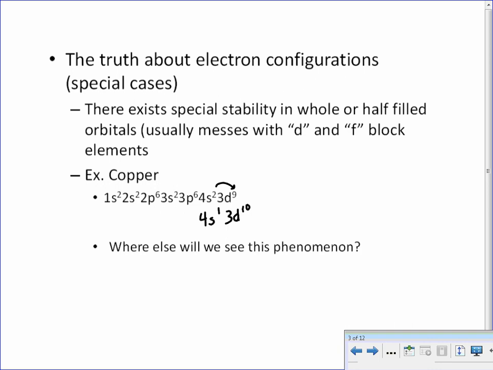So in the transition metals is really where this occurs, where if we have a scenario where an electron can move from the 4s, making it half filled, to the 3d, making it completely full, then that's going to do that rather than keeping the 4s full and the 3d9 neither half or whole filled.